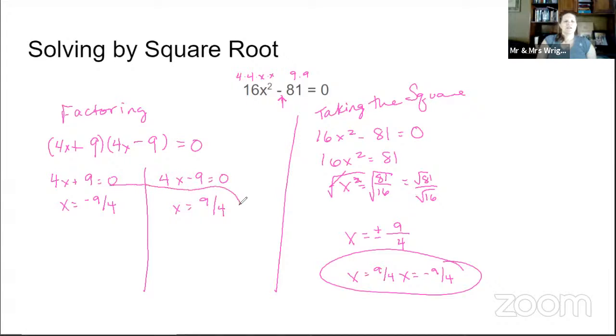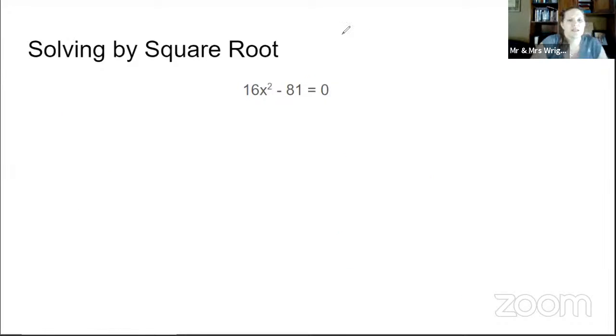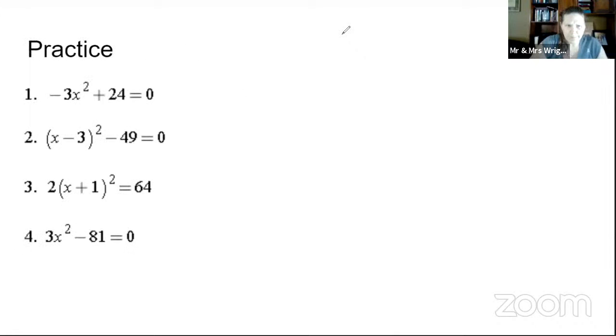And as you can see, using factoring, I got the same answer as I did taking the square root. So you can do whichever way is easiest for you, your preferred method, when you have a quadratic equation that can be solved in multiple ways. And like I said before, not all of them can. All right, so here are some practice problems for you. I want you to pause the video and work them out on your own.